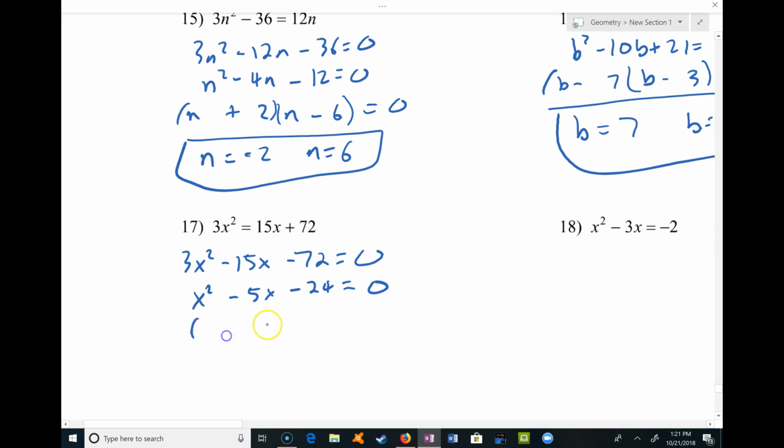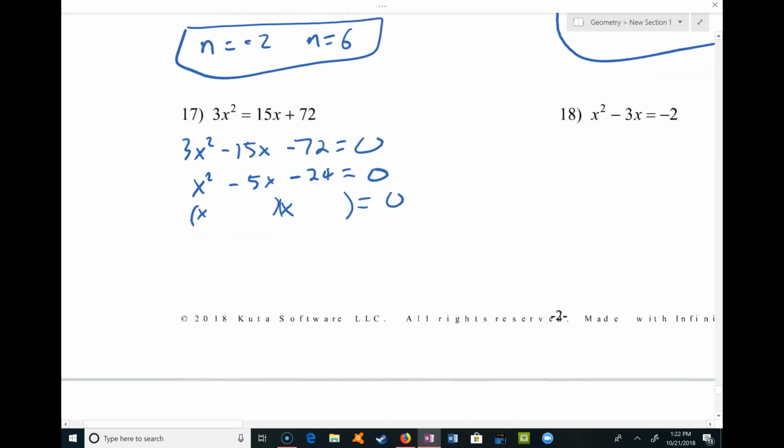So now let's try to factor. x and x. And the factors of 24 that have a difference of 5, that would be 3 and 8, wouldn't it? Yep, 3 and 8, that'd be a minus and a plus. So that means x equals -3 or x equals 8.